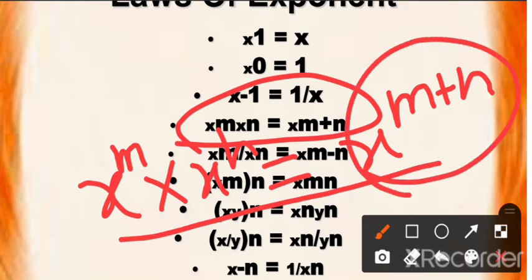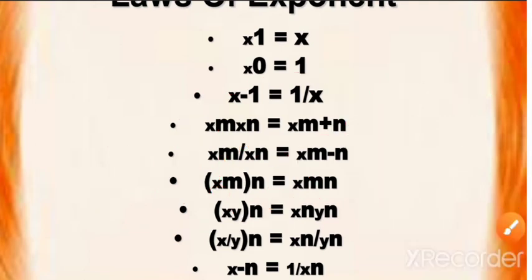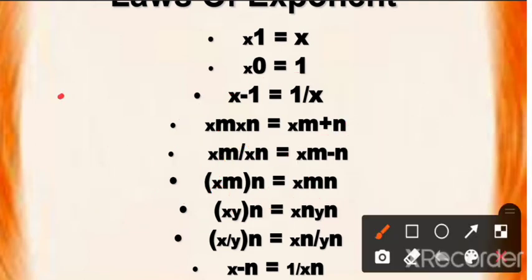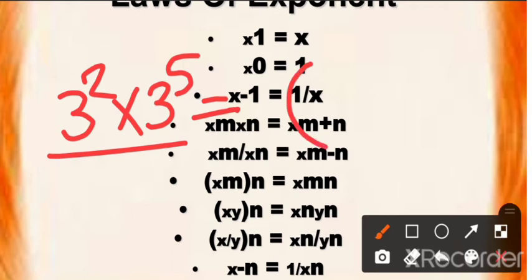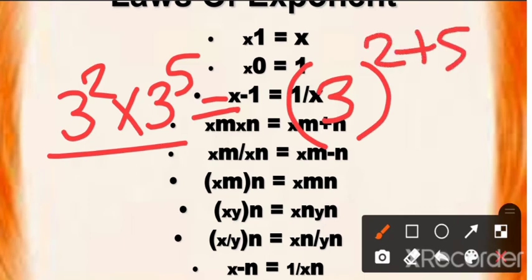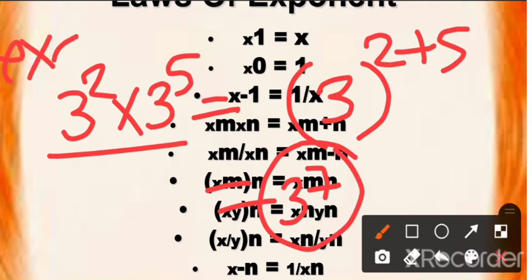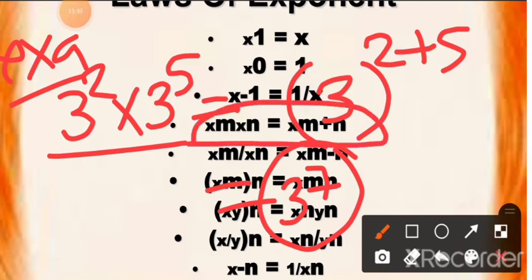Let's take another example: 3 power 2 into 3 power 5. How to calculate this exponent? Right now the base is equal, so you can add the powers. The base is equal, meaning 3, and adding the powers 2 plus 5, the result will be 3 power 7. It's an example of calculating using this formula, this law of exponent: x power m into x power n is equal to x power m plus n.